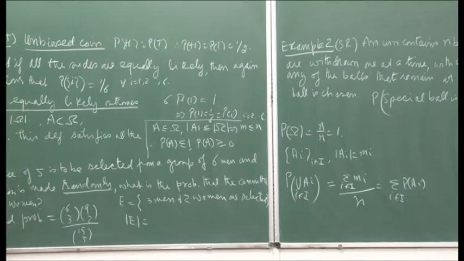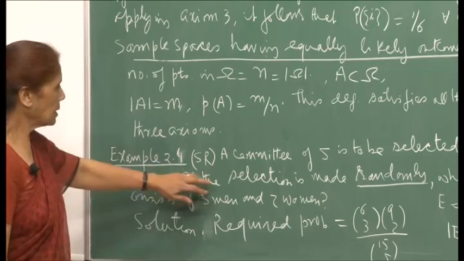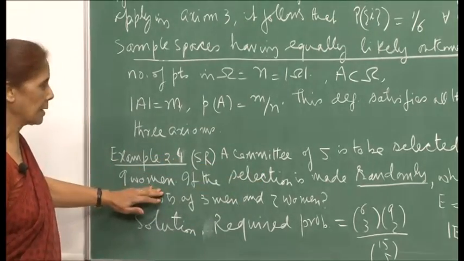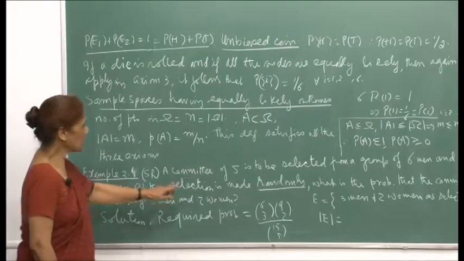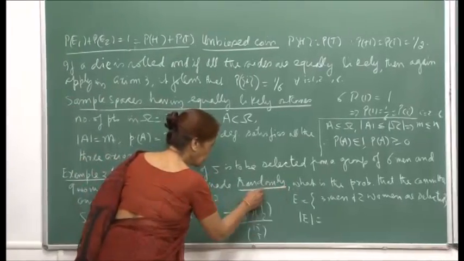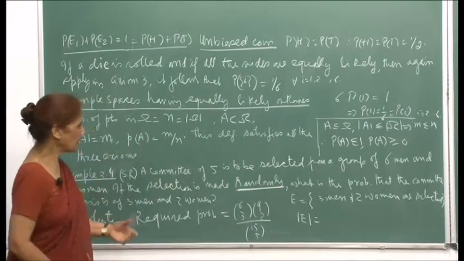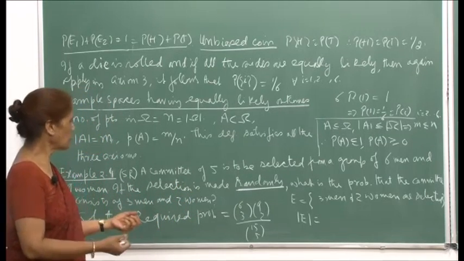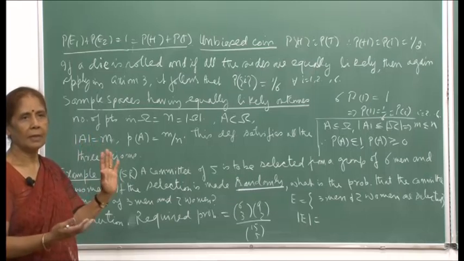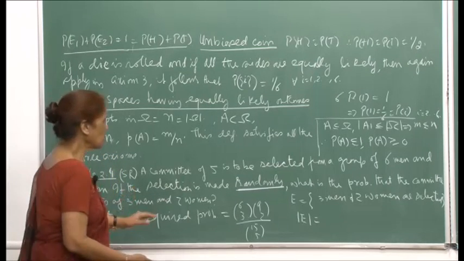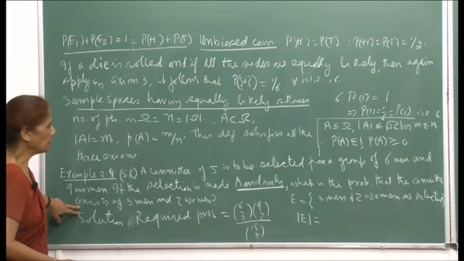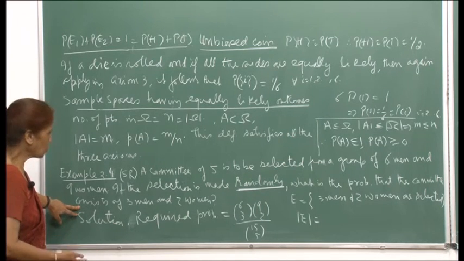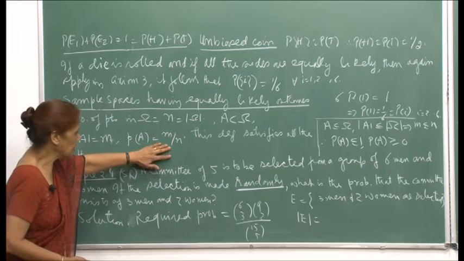Okay. So, I will quickly take up this example. Here a committee of 5 is to be selected from a group of 6 men and 9 women. Now, the selection is made randomly, so this is important. Since the selection is made randomly, that means that the choice of any of the men or any of the women is equally likely. Under this assumption, what is the probability that the committee consists of 3 men and 2 women? If you want to compute this, I will apply this definition.